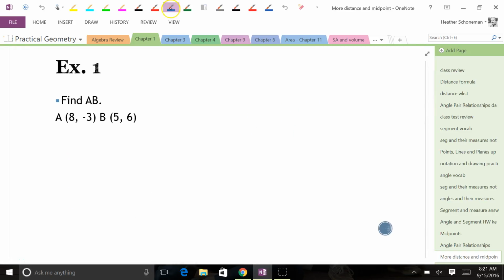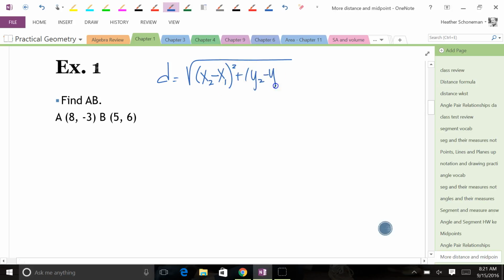Example 1. Now the distance formula, it's going to be given to you, but it's this one, remember? The square root of x2 minus x1 squared plus y2 minus y1 squared. It's on your homework, it's on the test, but you need to be able to put the numbers in. So if we want to find AB, that means find the length of that segment. So this is x1, y1, x2, y2, right? So now we plug it in.